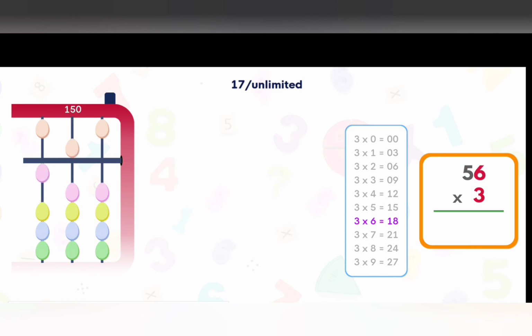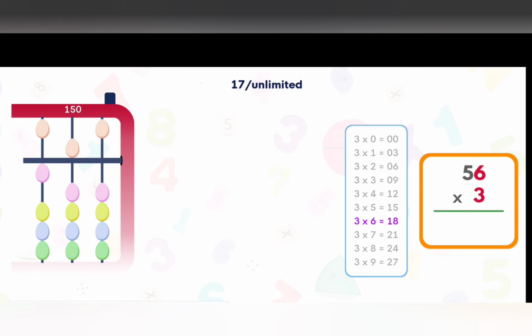This is 15. Then 6 times 3 is equal to 18. So easily you can understand that each and every calculation, if you are going to do in the abacus, we have to learn our table very carefully. And also we can learn the table in the finger abacus. That I will make in one video, so also you check it out.